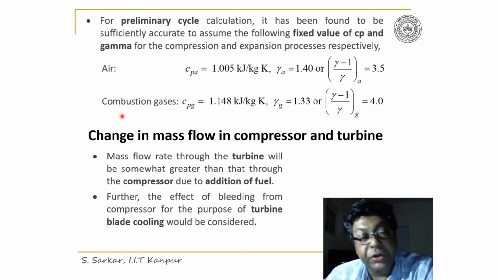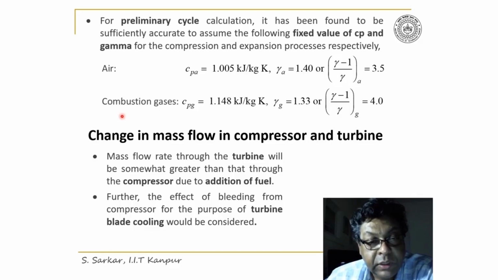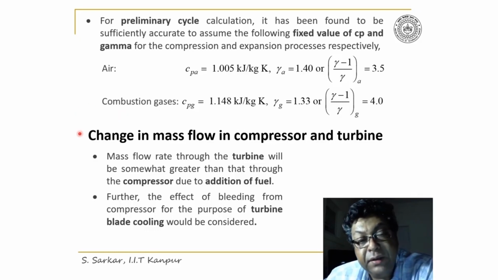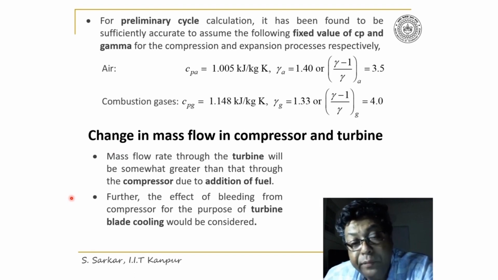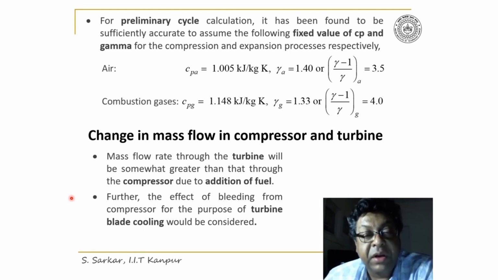With respect to change in mass flow in the turbine and compressor, we can say that the mass flow rate through the turbine will be somewhat greater than that through the compressor due to addition of fuel. Furthermore, the effect of bleeding from the compressor for the purpose of turbine blade cooling must be considered here.